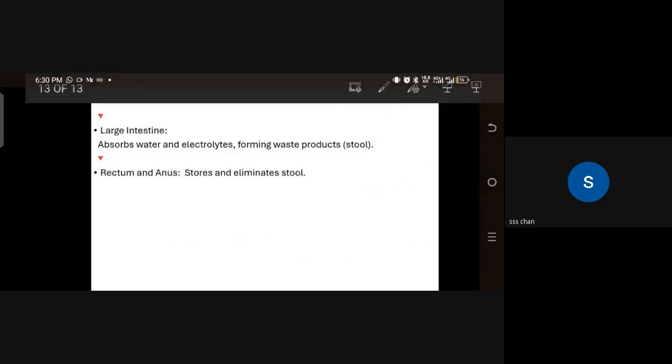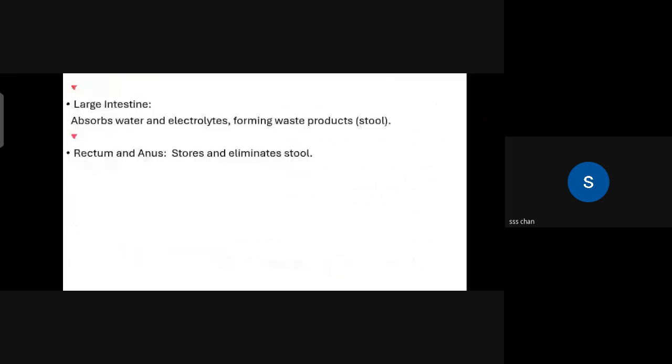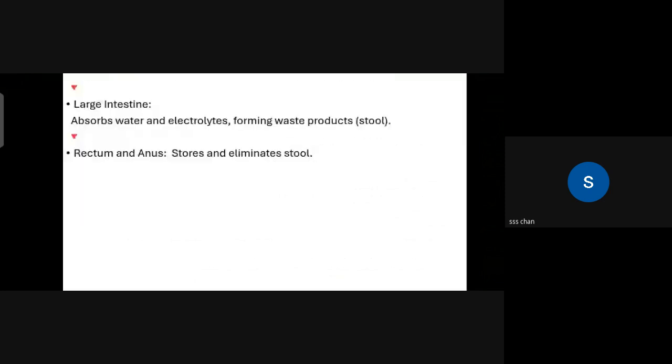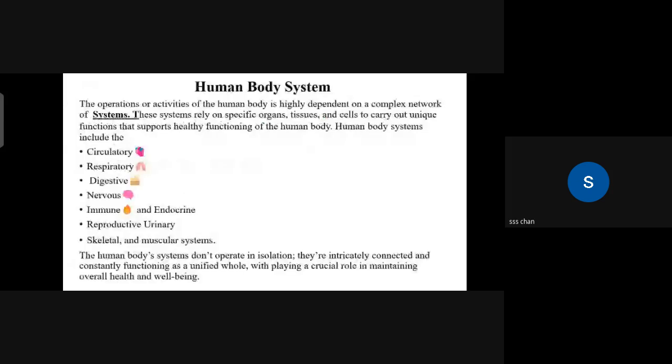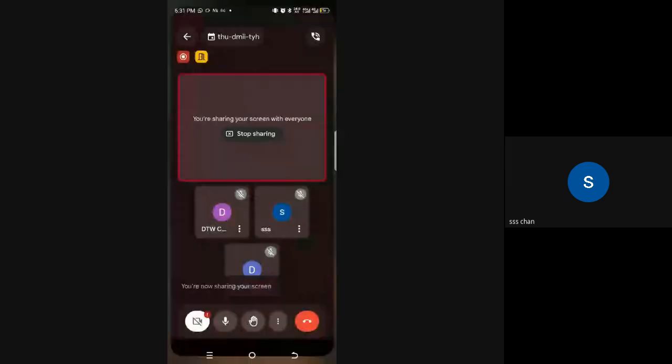Then finally, your large intestine. Your large intestine is where water and electrolytes are absorbed for the formation of waste products. After your large intestine, you have your rectum and your anus, where you store and eliminate. The rectum is where stool is stored, while the anus is where it's eliminated. So that is all. Then the immune system is what we'll be talking about now, under health issues.